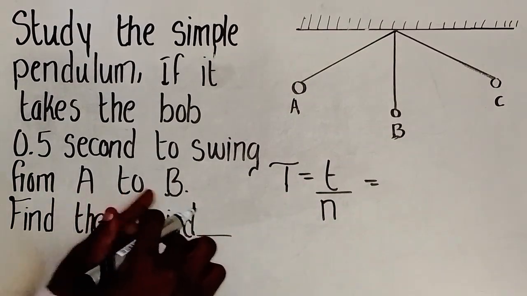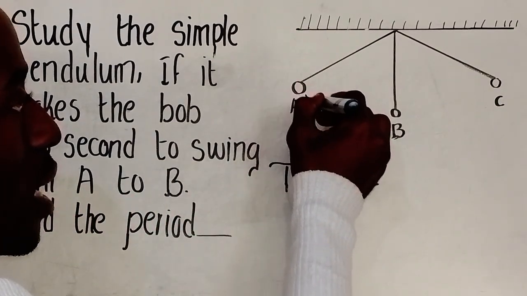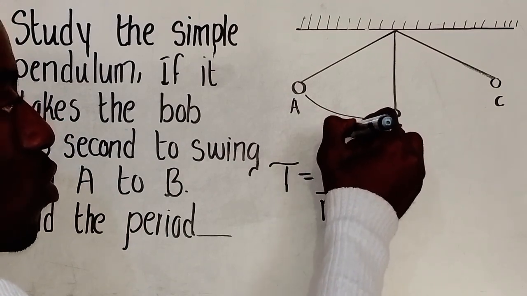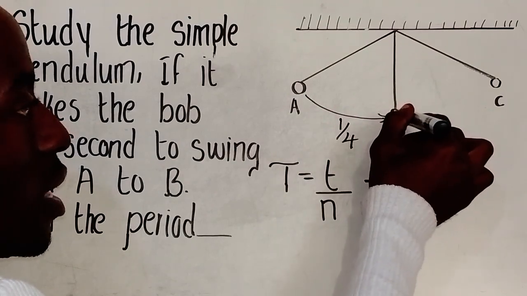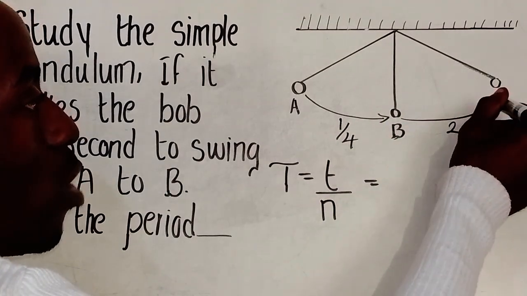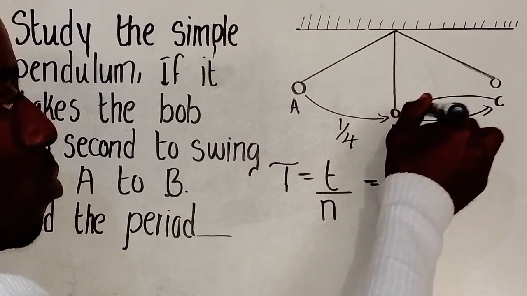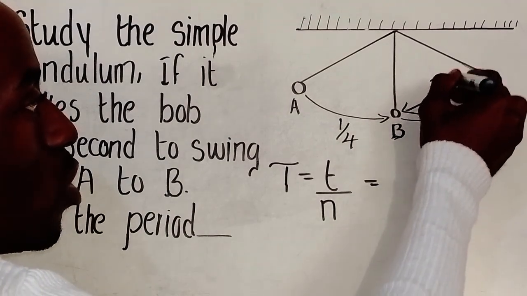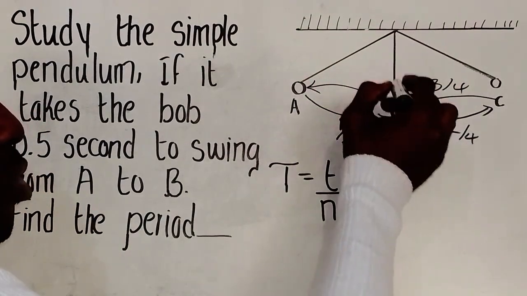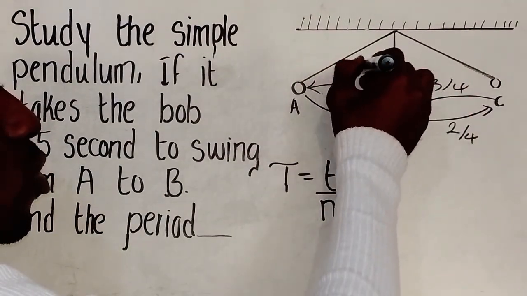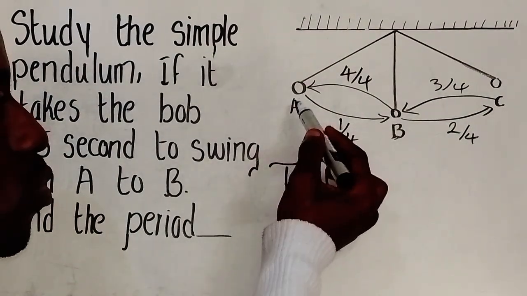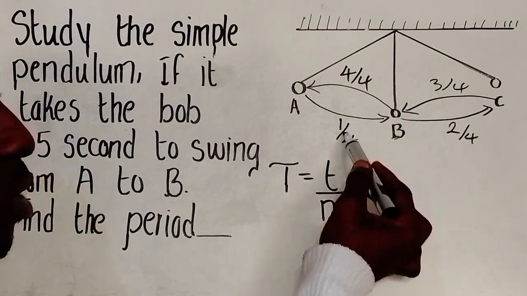Now they have said from A to B, so from here coming to B there, this is 1 over 4. Now from here going there, it is 2 over 4. Now from there coming back to B, it is 3 over 4. From B coming back to A, which is a complete cycle, it is 4 over 4, which is 1. Okay? Now they are saying to move from A to B, which is 1 over 4.